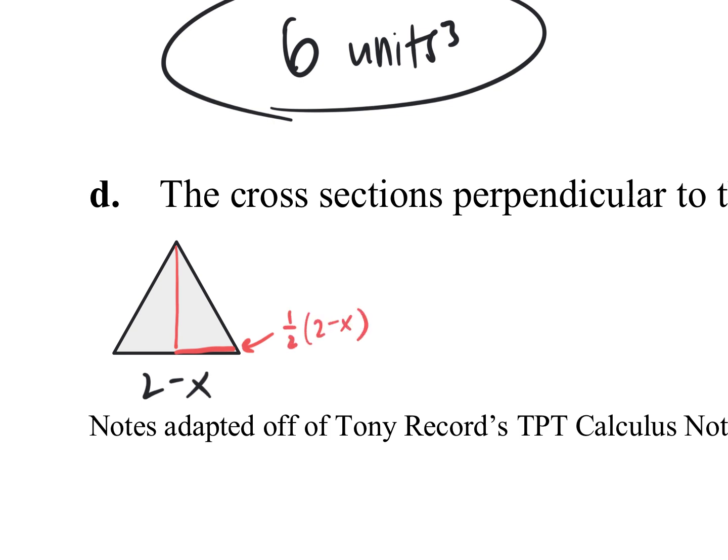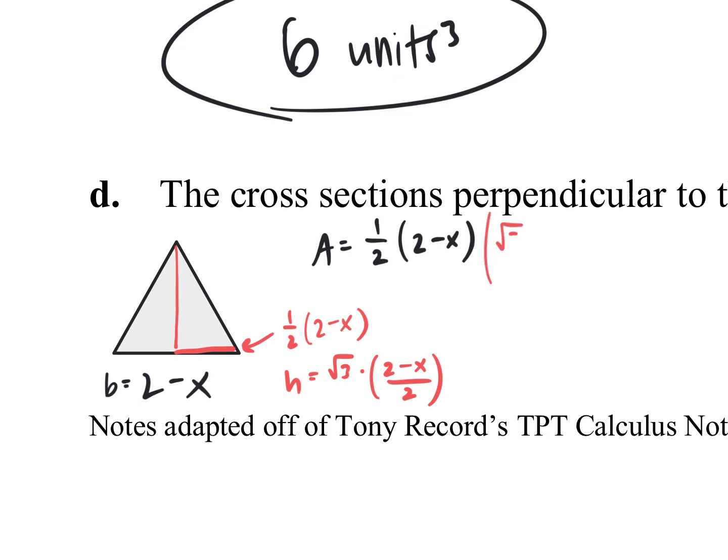So then what would my height be? Square root of 3 times the square root of 3, yeah. So this is my base. My height is the square root of 3 times 2 minus x divided by 2. So if I write my area formula out, I've got 1/2 my base, which is the 2 minus x, times my height, which is the square root of 3 times 2 minus x over 2.